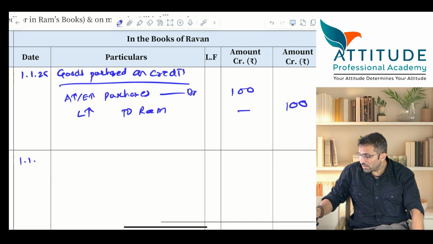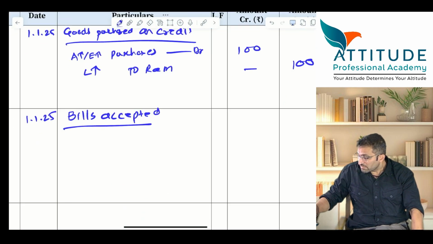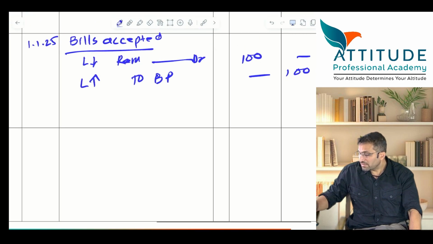1/20/25. Bills accepted. Bills accepted. बोलो. Liability reduces. Ram आपका liability कम हो गया. Your Mr. Ravan's liability has come down because in the books of Ram it is a liability. But Ravan का और एक liability बढ़ गया. To Bills payable 100. Next.